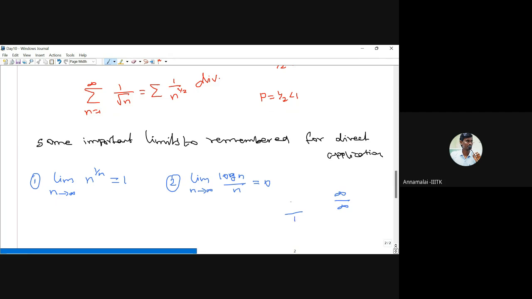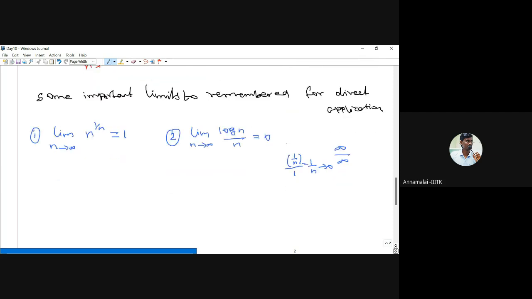In the numerator, if we differentiate log n, we get 1 by n. So this is nothing but 1 by n. Now as n goes to infinity, we get 0. That's why the limit is 0. Okay. Now the third limit.